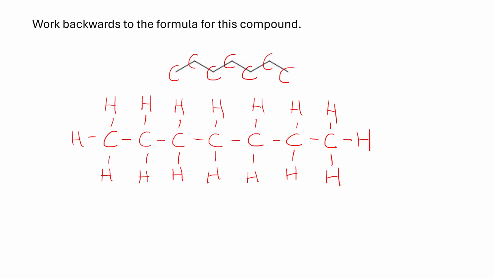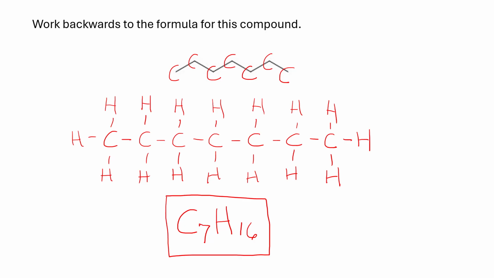Now, to get the formula, we can count the carbons and we can count the hydrogens. Well, we already counted that there are 7 carbons in here. Each carbon has 2 hydrogens attached above and below, so that would make 14, and then there are 2 on the end, so that'll give us a grand total of 16. So the formula for this compound is C7H16.